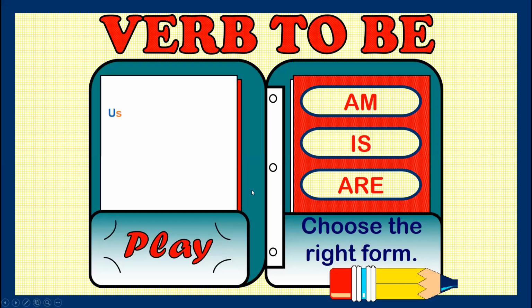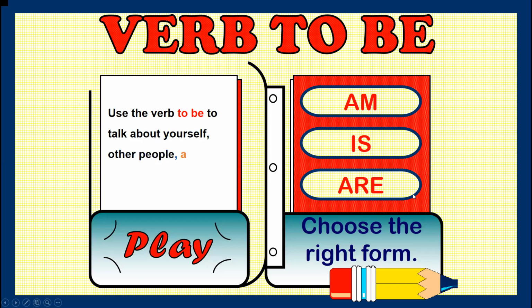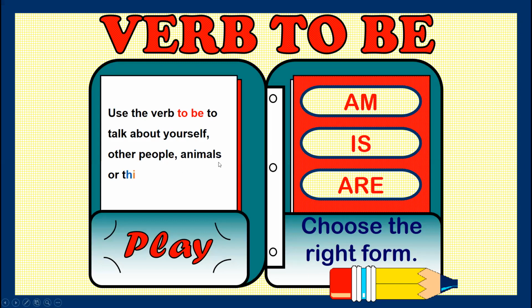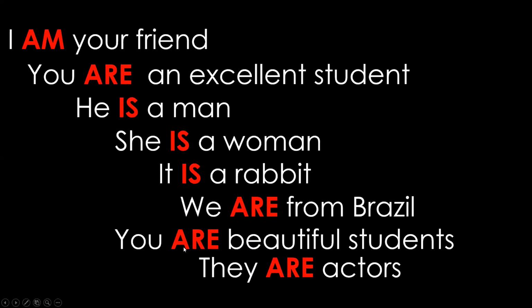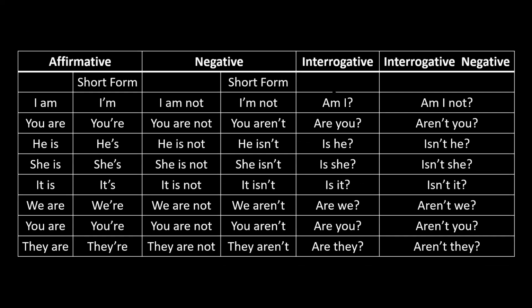Okay, good. So here we have a game with the verb to be. Use the verb to be to talk about yourself, other people, animals, or things in general. Okay, so let's play. Here we have the examples, right? The first examples I gave you, and then I think that's it. Yeah, I guess I eliminated the game. We are going to play from another source, okay?